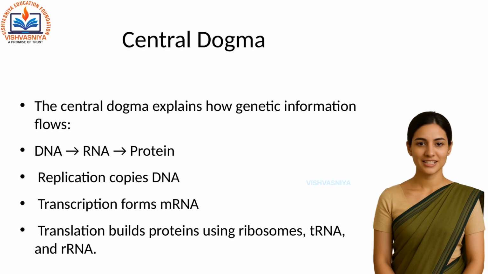Let's talk about the central dogma, the flow of genetic information. DNA, RNA, protein. 1. Replication. DNA makes a copy of itself using enzymes like helicase and DNA polymerase. 2. Transcription. DNA is read to make mRNA. 3. Translation. mRNA is read by the ribosome. tRNA brings amino acids and proteins are made.